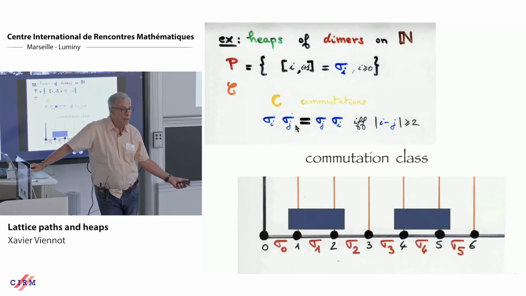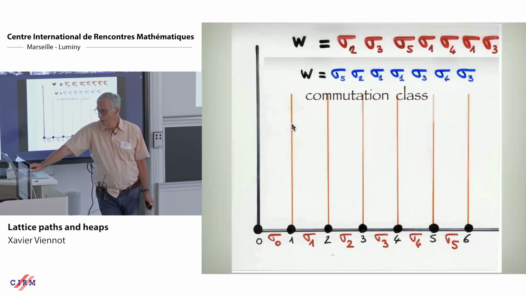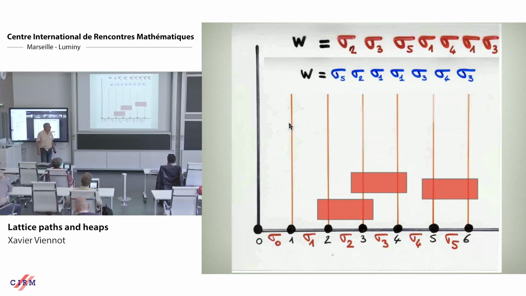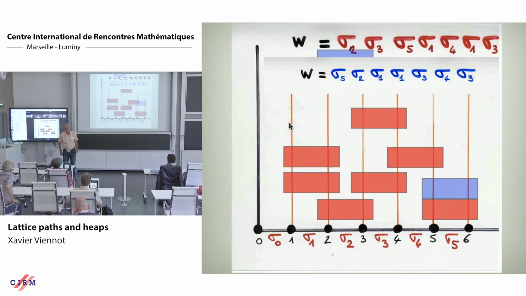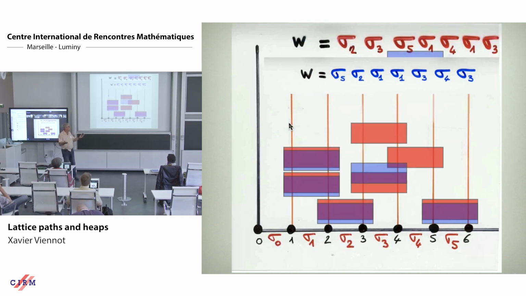And there is a commutation class. And this is two dimers which do not commute. These two words are in the same commutation class. The red word says they fall one by one in a different order, corresponding to the word. And then I claim that if two words are in an equivalence class, they give the same heaps. And conversely, if they give the same heaps, it comes from two words in an equivalence class.